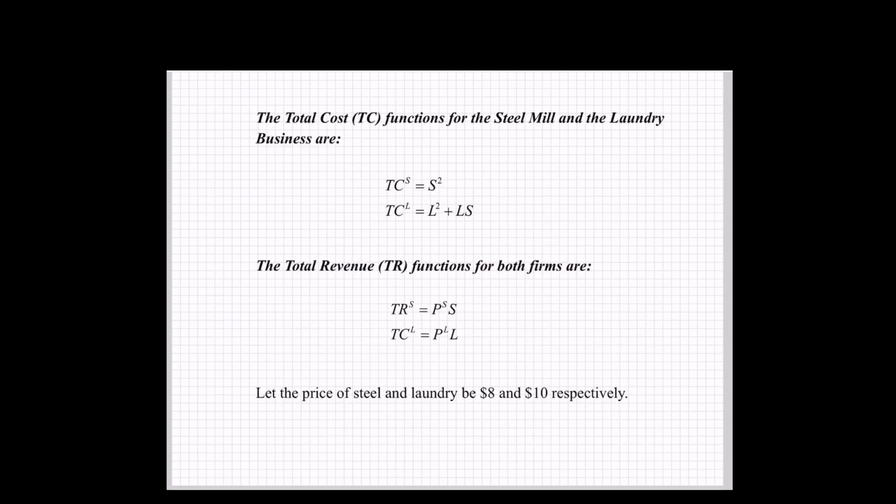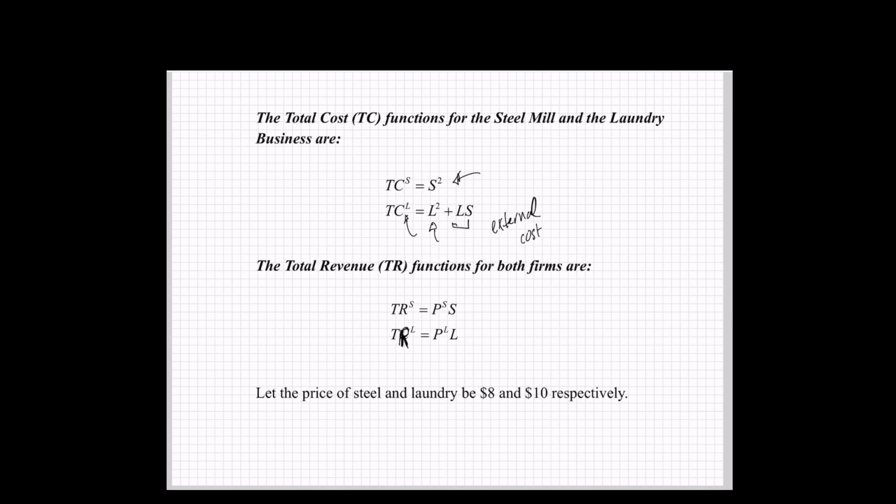The functions we have, caught an error there. I should say total revenue. But anyway, we have the total cost. The total cost is simply S squared. We're using simple functional forms here. And that's the cost to the steel firm. The cost to the laundry business is the square of its quantity produced, and then it has this interaction term, and this is that external cost. So that's where it shows up in our numeric example.